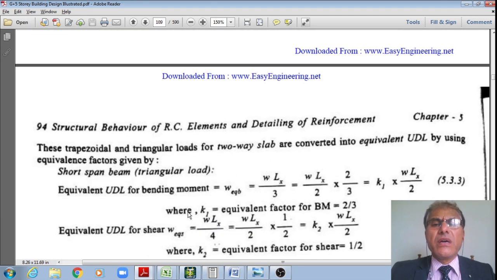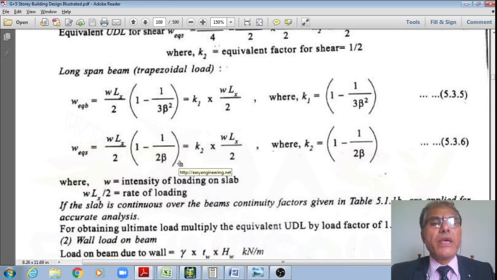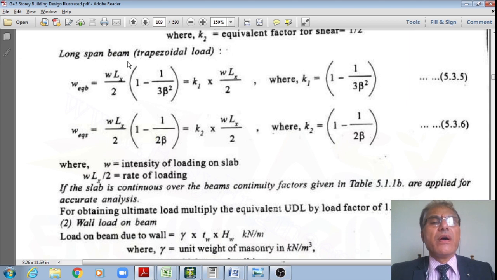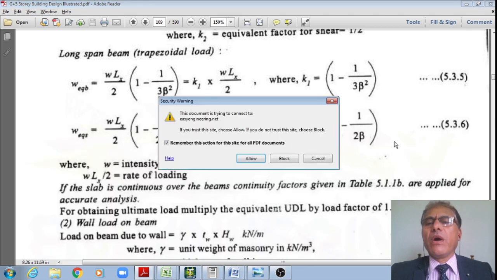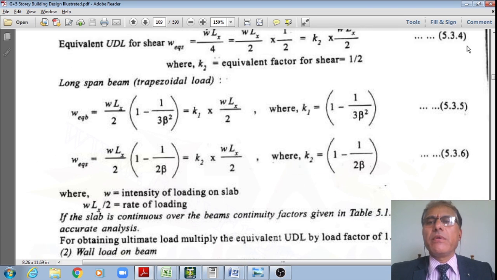Therefore, what are these equivalent loads? I am just calculating from SP24. For the trapezoidal load, the equivalent load for bending is given by W Lx by 2 multiplied by (1 minus 1 by 3 beta square), or it is equal to K1 multiplied by W Lx by 2, where K1 is equal to 1 minus 1 by 3 beta square. Whereas if you want to analyze for the shear, it is given by W Lx by 2 multiplied by (1 minus 1 by 2 beta), or K2 multiplied by W Lx by 2, where K2 is equal to 1 minus 1 divided by 2 beta.